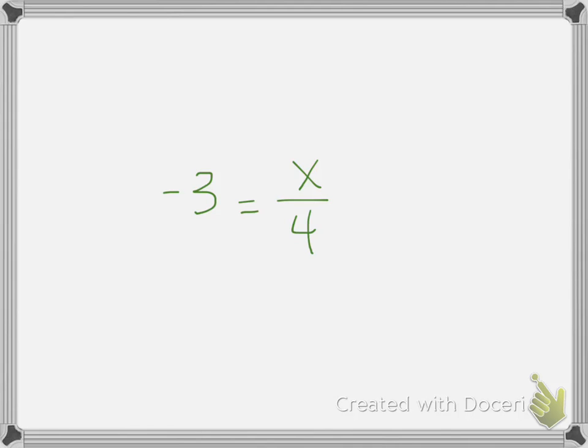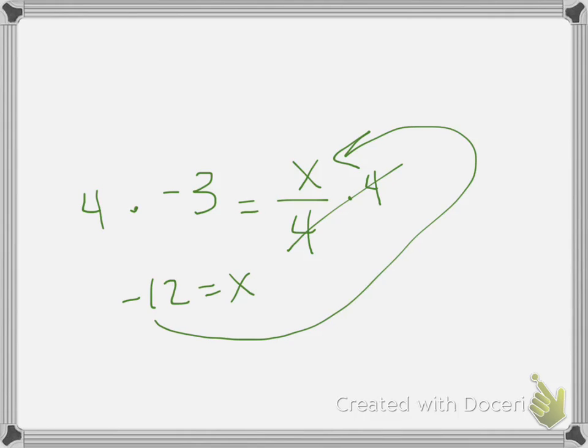If I'm trying to solve for x here, I want to get x by itself. I have to do the opposite to get rid of 4. So right now I'm dividing, so I have to multiply both sides by 4 to get rid of it over here. 4 times negative 3 should get me negative 12. And if I wanted to check my answer, if I plugged in negative 12 for x, I should get negative 3 over there. So my answer is x equals negative 12.